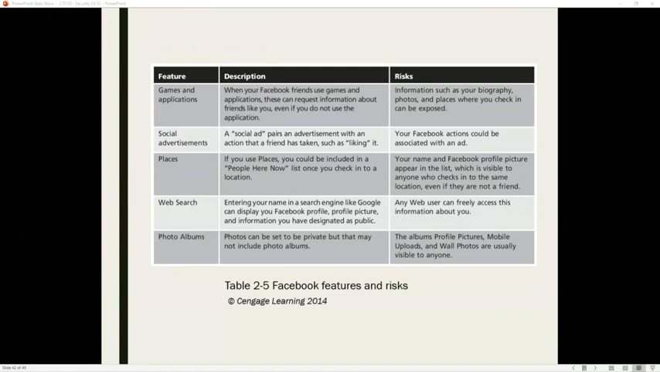Photos can be set to private, but photo albums also have to be set to private individually. So you have to make sure, again, going through the labyrinthine BS of Facebook privacy settings and Twitter privacy settings and all that stuff can be a real challenge. But it's important that you do so, because you don't want all of your personal information just out there.